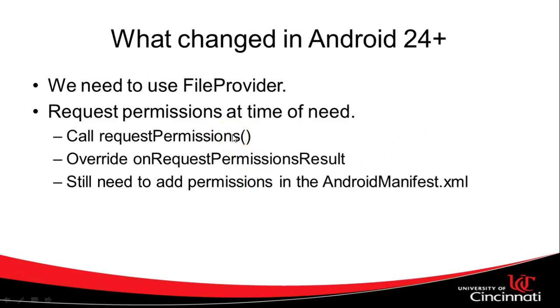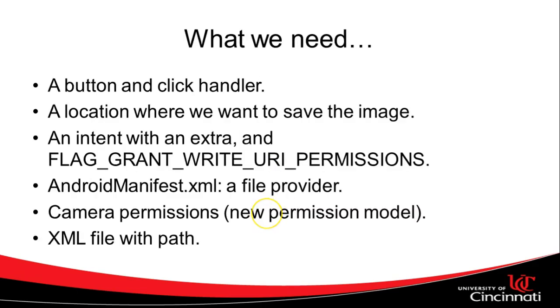One is called requestPermissions. Also, there's a method called checkSelfPermission. And then we have another method called onRequestPermissionsResult, and that's a method that's called after the user has either accepted or declined this permission, in our case for the camera or writing to the SD card.